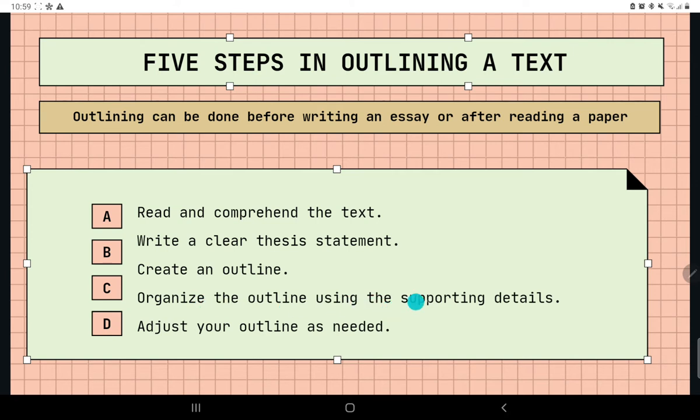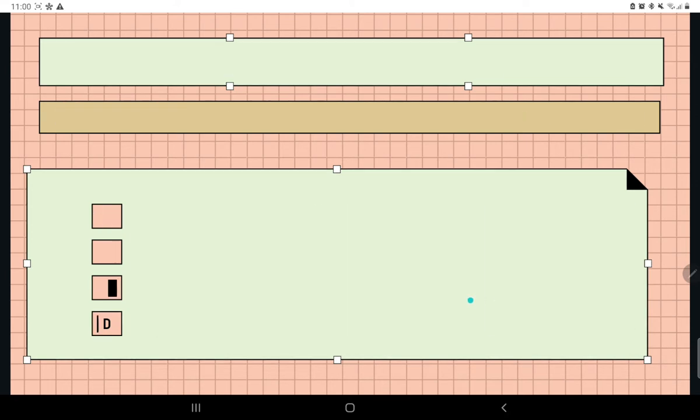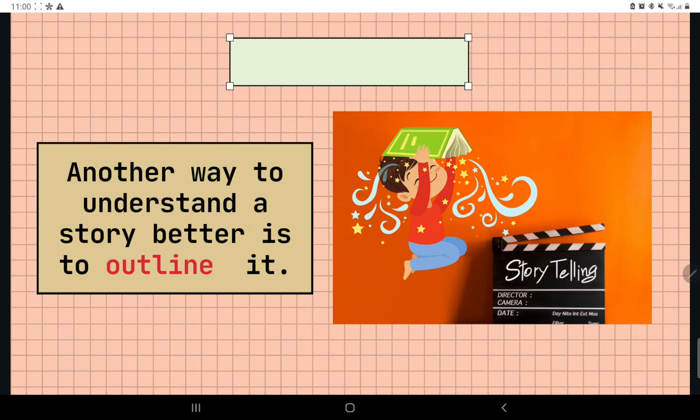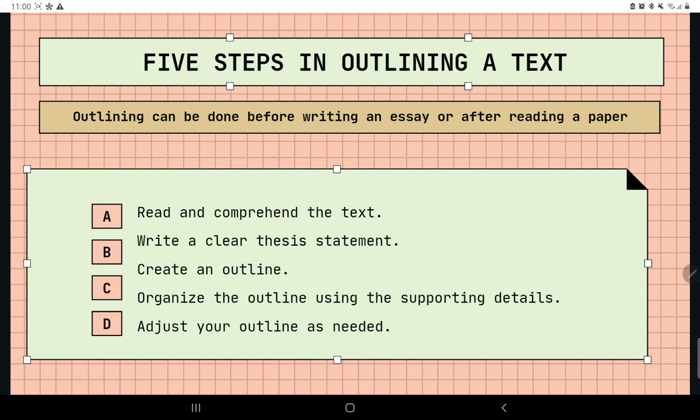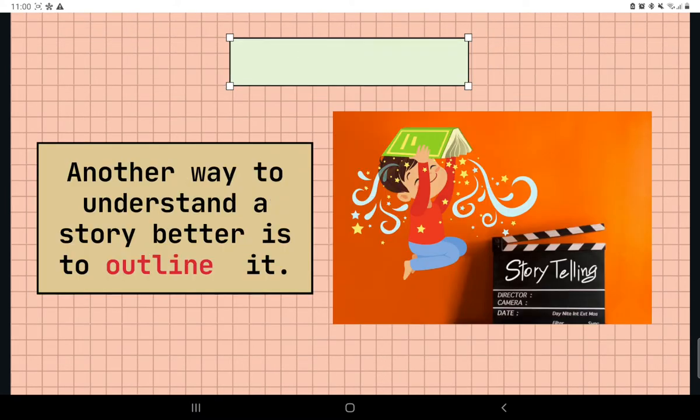Next, organize your outline using the supporting details. So, ito yung sinasabi ko, hanapin niyo yung supporting details. Okay. So, D, adjust your outline as needed. So, you can still adjust it. Kung meron kayong kulang na idea or meron kayong gusto idagdag, pwede mo pa rin siyang i-adjust. Ang maganda dyan, kung naka-outline na siya, pag nag-adjust ka or nagdagdag ka, alam mo kung kanino mo siya igugrupo. Alam mo kung kaninong idea related yung ilalagay mo. Okay? Next.